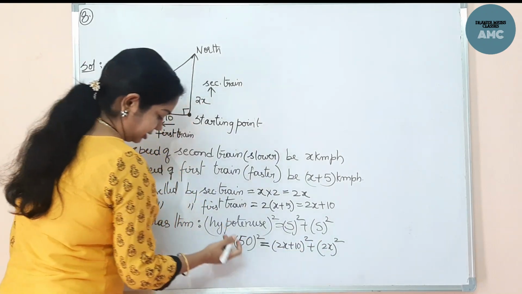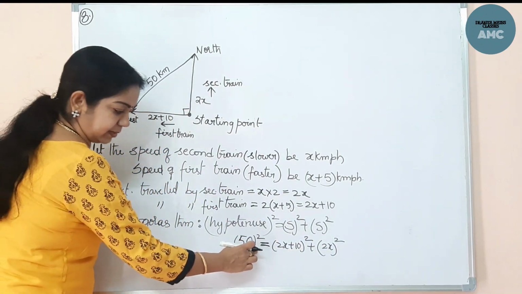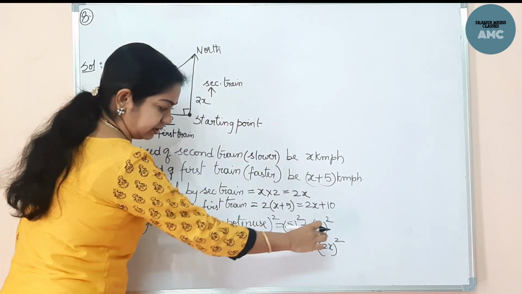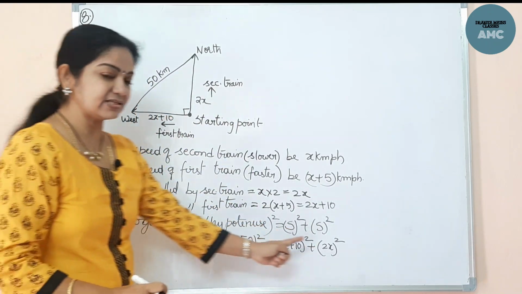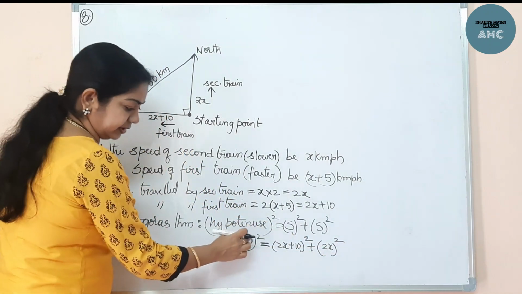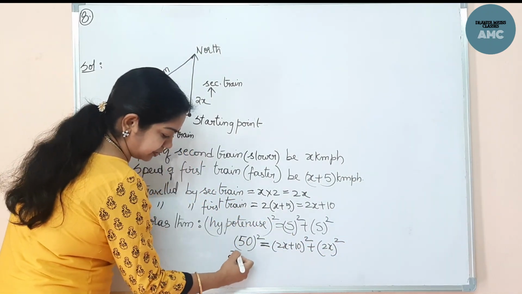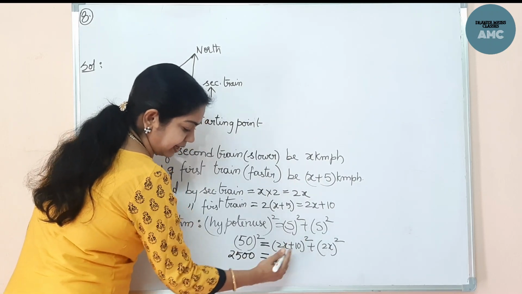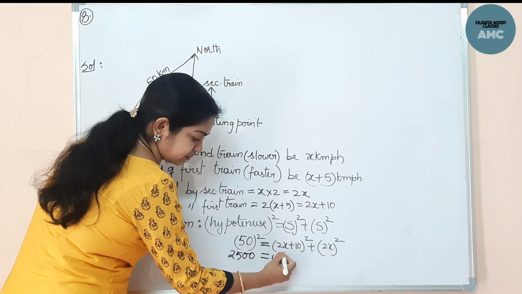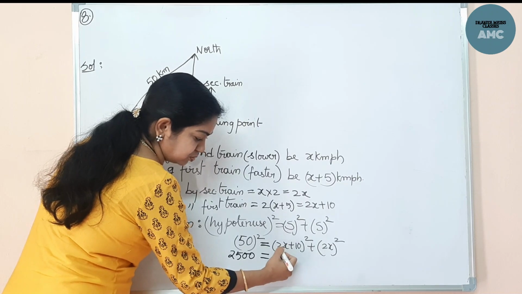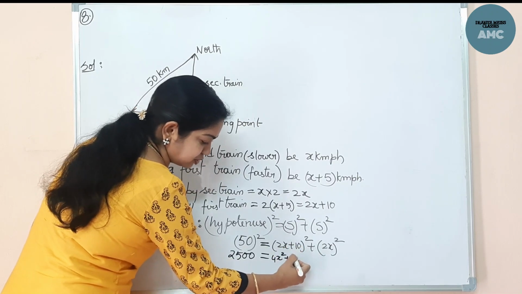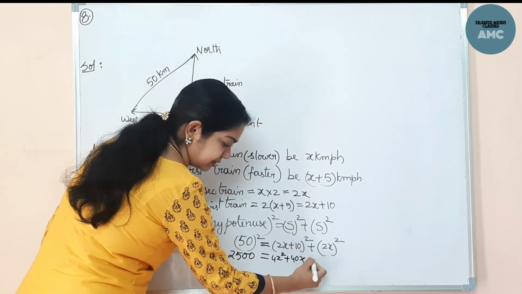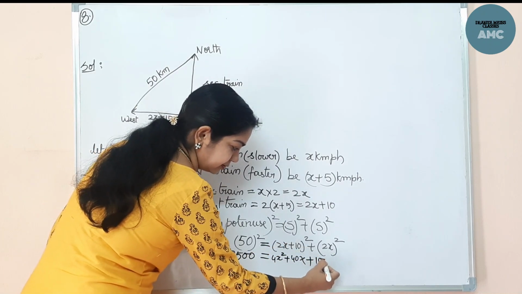Now, by Pythagoras theorem, I have taken the hypotenuse square equals side square plus side square. This is completely the distance, isn't it? Here 50 whole square comes to 2500. Now (a plus b) whole square, I will expand it. It comes to a square plus 2 into a into b, that is 4x square... 2 into a, 4x plus 10, 40x, plus b square 100.